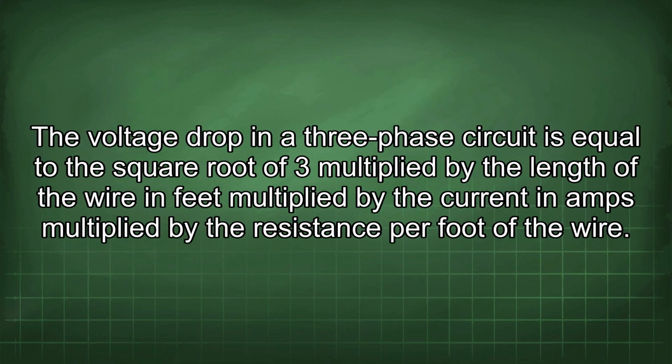The voltage drop in a three-phase circuit is equal to the square root of 3 multiplied by the length of the wire in feet multiplied by the current in amps multiplied by the resistance per foot of the wire.